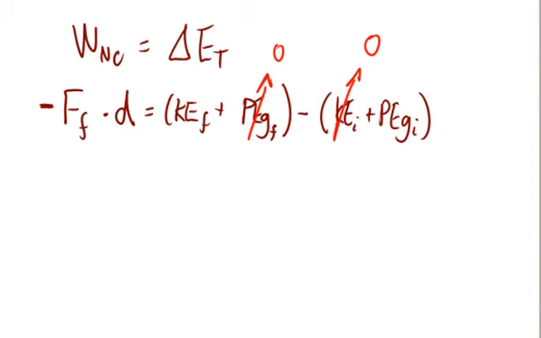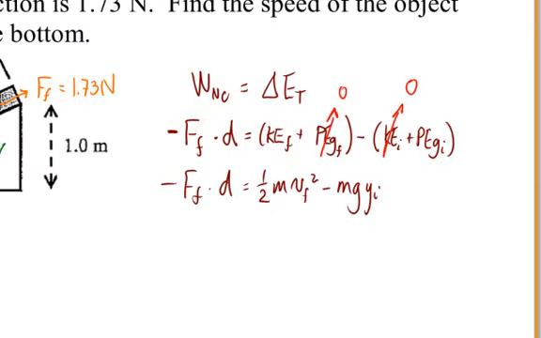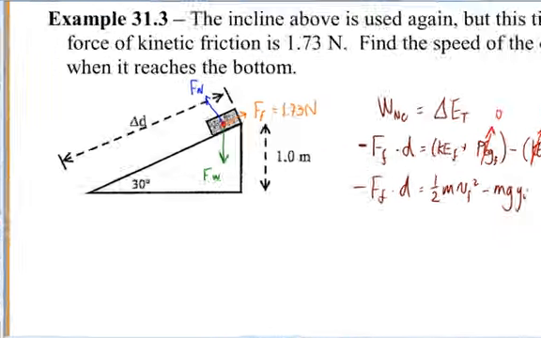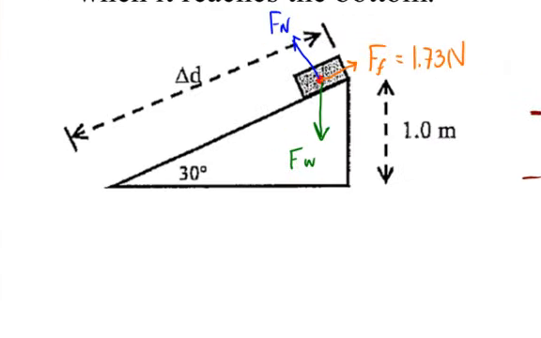Let me write the next line. And now, if I could figure out a number for D, then I would know all the numbers in this equation, and I could figure out what the final speed is. Well, I can figure out what that D is from the geometry of this right triangle. I can say that the sine of 30 degrees is equal to 1 meter divided by D, and so I can figure out what that distance is.